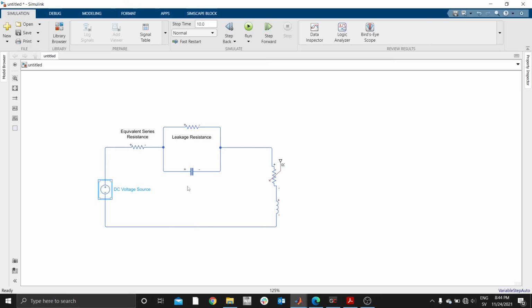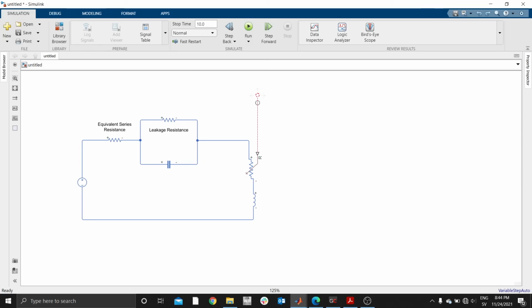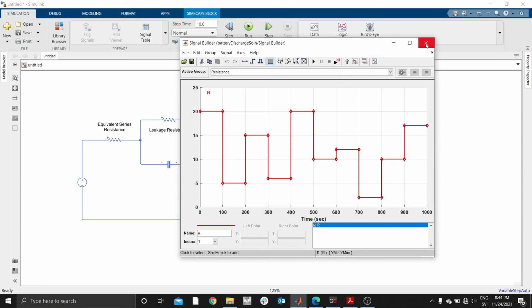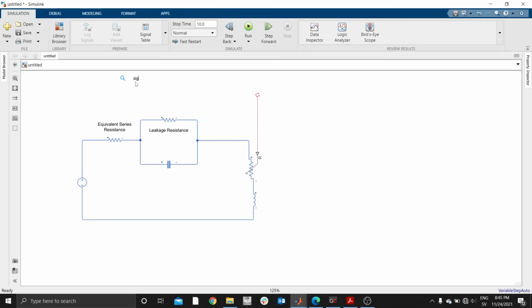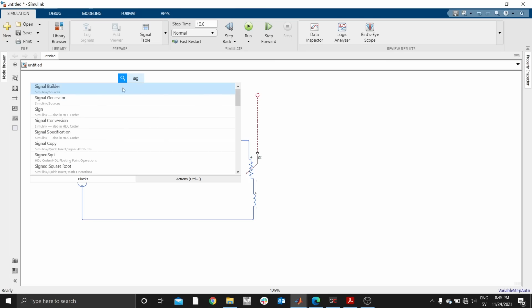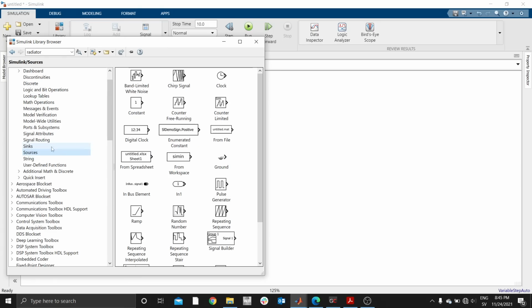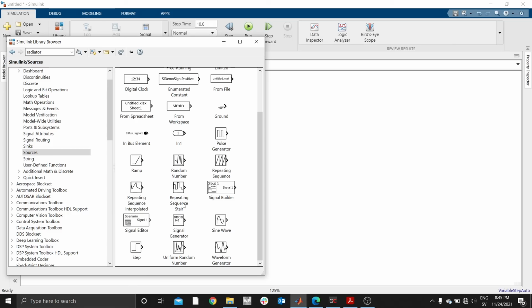This is the battery. This is the load. Therefore, we need to provide a value of resistance to the variable resistor. We have to provide a value to the R. I'm going to use a signal builder, which I've already prepared. You can just type signal builder here, or you can go to Simulink, go to sources, and look for a signal builder.